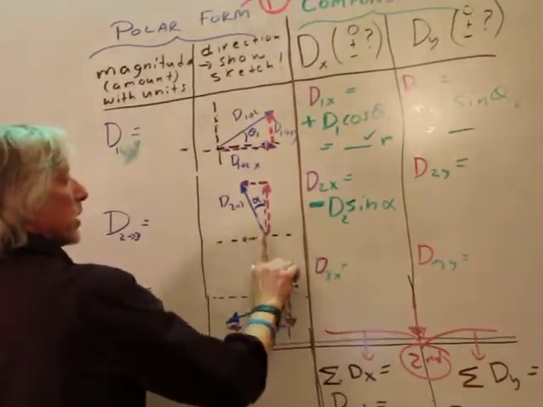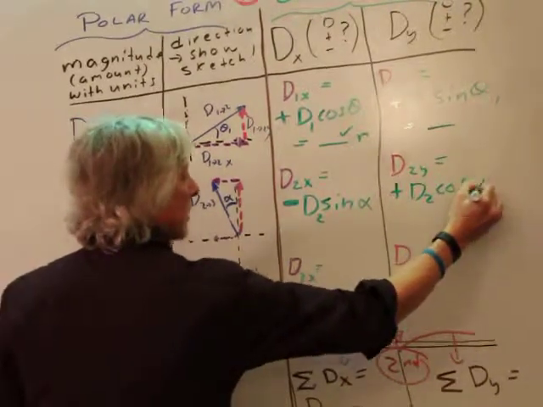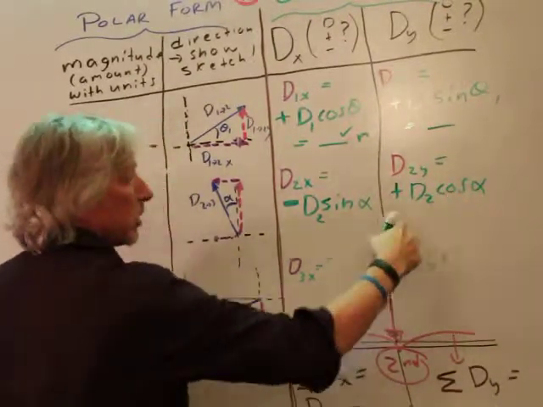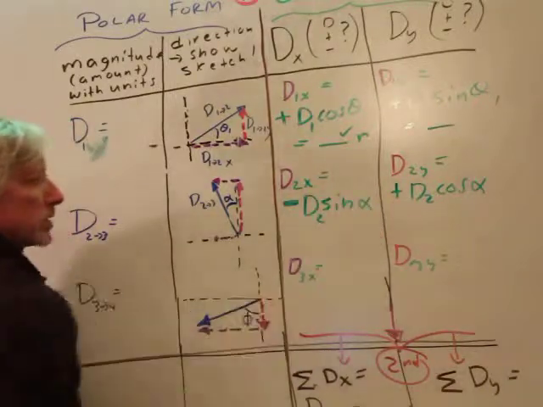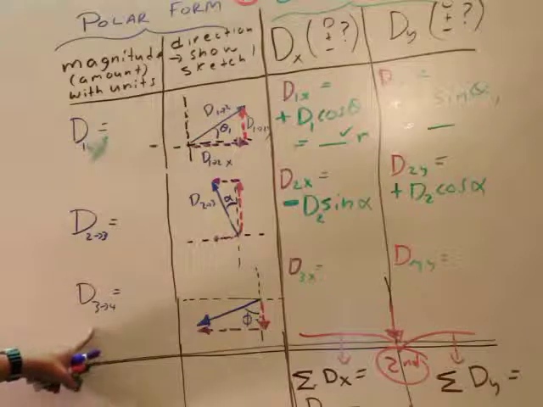And in the y direction, it's positive d2 cosine alpha. I don't even have to look at the picture because I used sine alpha here, so it'll be cosine, but I do have to look at it for the plus and minus. And then I do it over here. Let's just do that really quickly. You can probably do it.